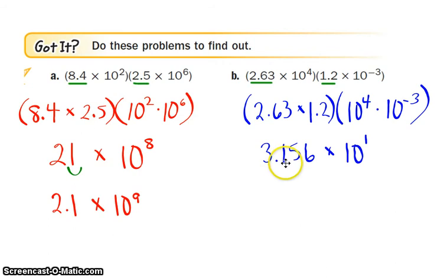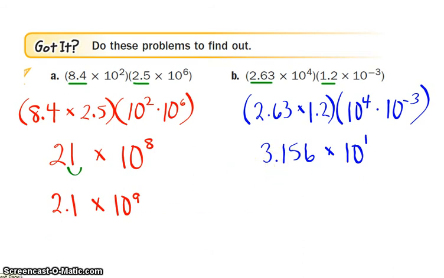You get 3.156, and that's good news because that is written with the decimal point in the correct spot, so we don't have to change anything. Let's look at our power of 10. 4 plus a negative 3 is 1. So we are actually done. This is our final answer right here. Because again, that decimal point is in the right spot, so we're done.